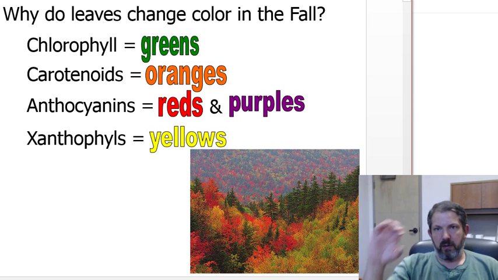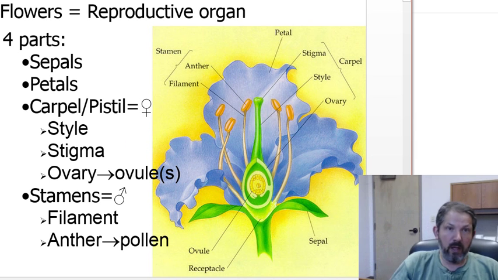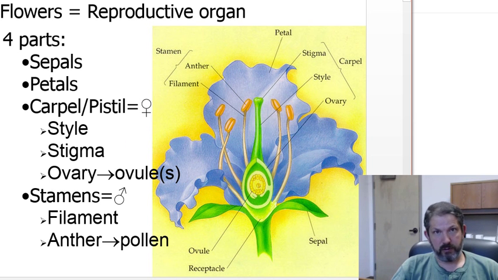So the plant gets what it can out of that leaf, but then the leaf falls away. Flowers are reproductive organs. Funny, we don't put other reproductive organs on our tables as centerpieces, but we like to put plant reproductive organs as decorations. And so why would you have all these decorations around your reproductive organs?